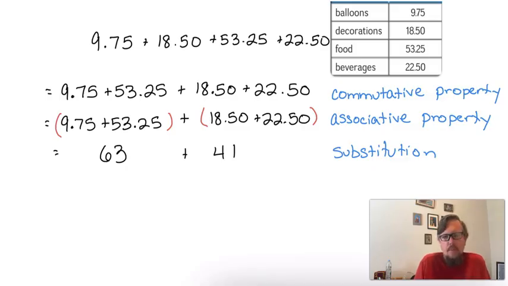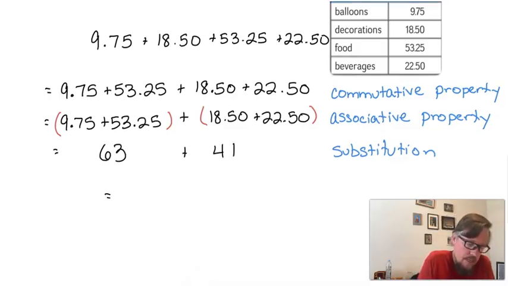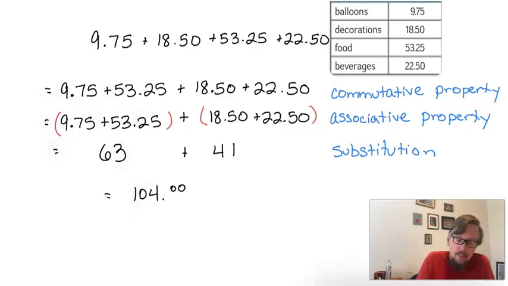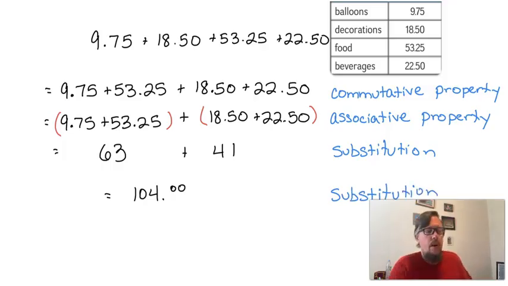And the last thing for us to do is to just add these two together. 63 plus 41. 60 plus 40 is 100. 3 plus 1 is 4. So the final answer is going to be $104. And this is also substitution because we have replaced or substituted by removing the 63 plus 41 and replacing it with 104.